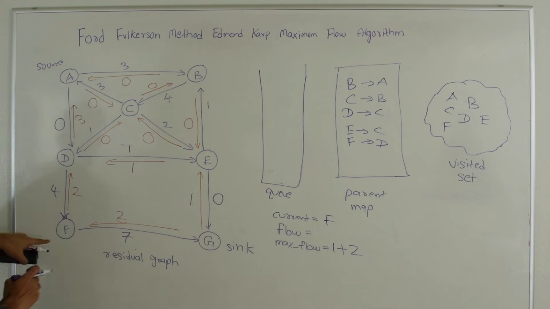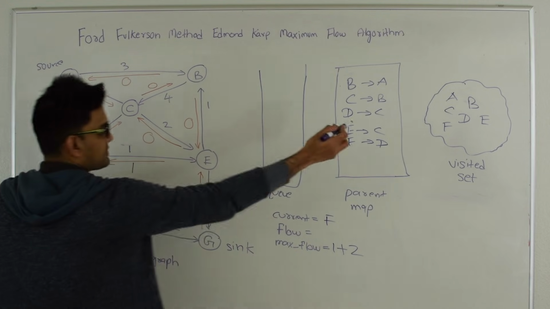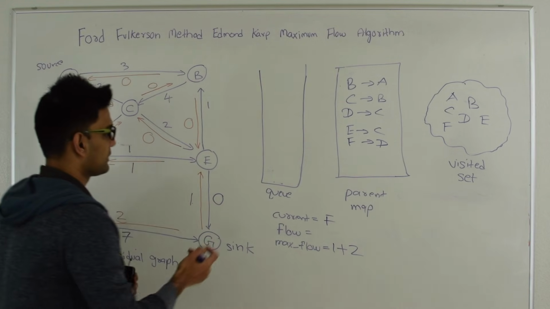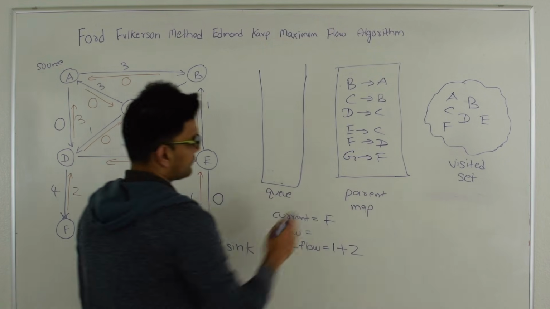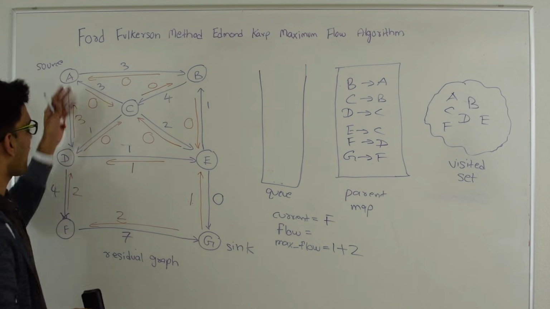So with F, you cannot go back to D although the residual capacity is greater than 0 because D is already visited. So the other one is G. And with G we found the sink. So let's say that G got discovered by B. So now that we have found the sink, let's regenerate the path back to A.